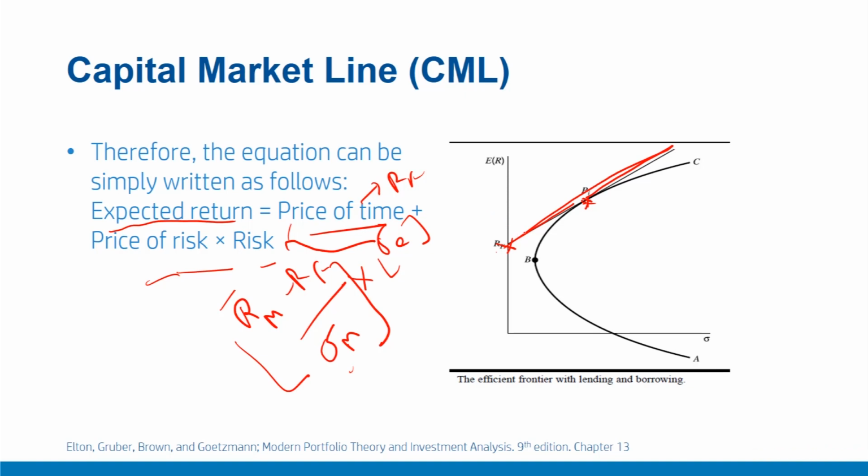For any security lying on this line, the expected return can be broken into two components. First is the price of time, which is nothing but delaying consumption or time value of money, represented by Rf. The second term is the price of risk, which is taking on the risk of this risky asset: Rm bar minus Rf upon sigma m, multiplied by the total risk of that efficient security. Depending upon where on this line segment you stand, you will have some value of sigma I, which is the risk of that efficient security. And this tangency line eventually becomes your capital market line.